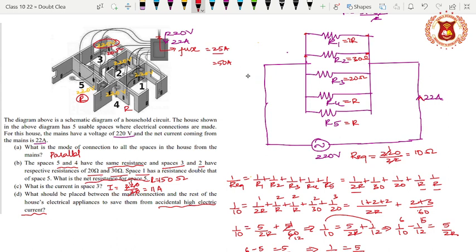Very simple problem. It's a domestic electric circuit. All should be connected in parallel. We just need to apply the equivalent resistance formula for parallel connection and we get R. Very simple problem and a very interesting problem also.